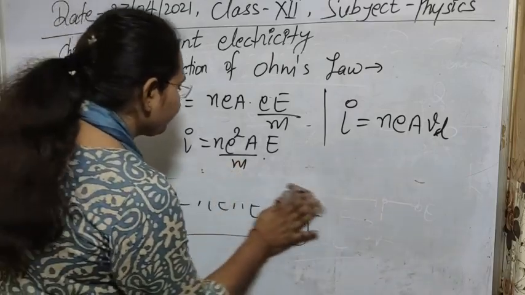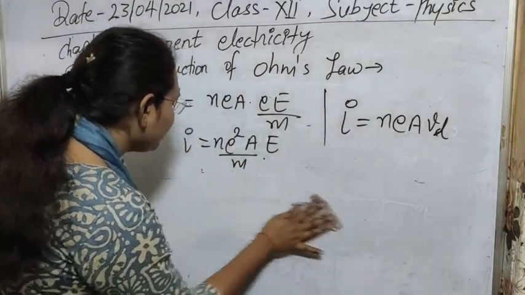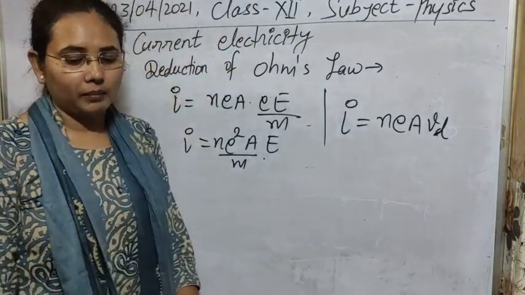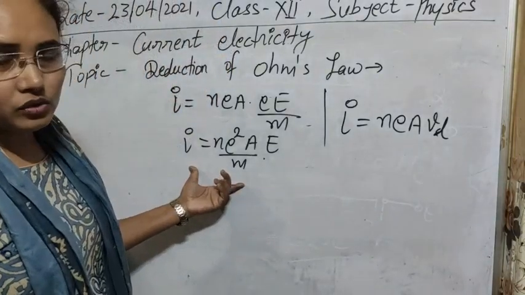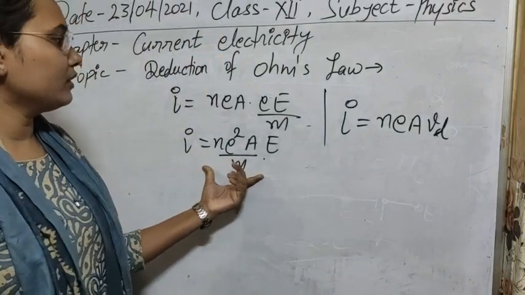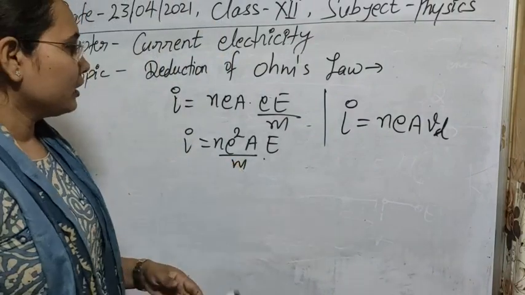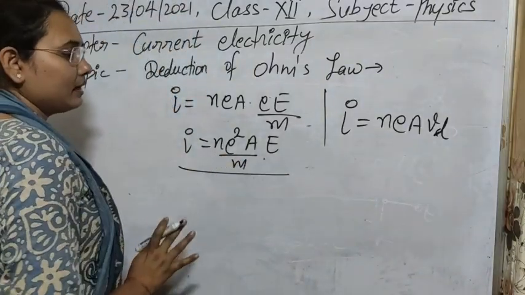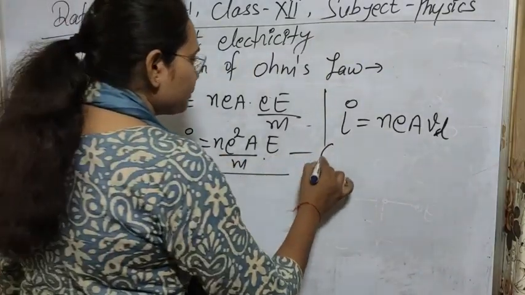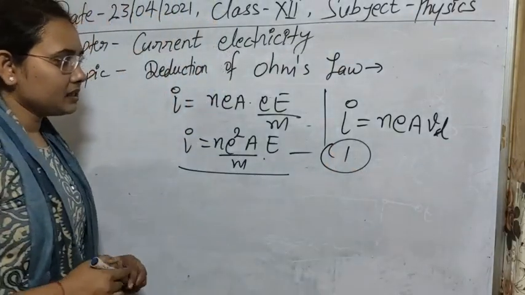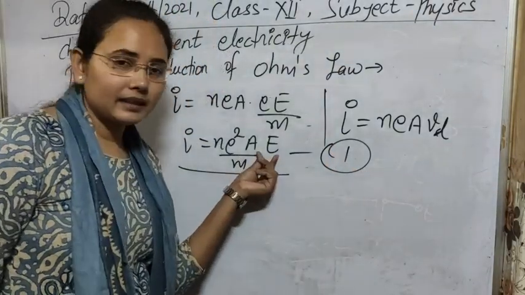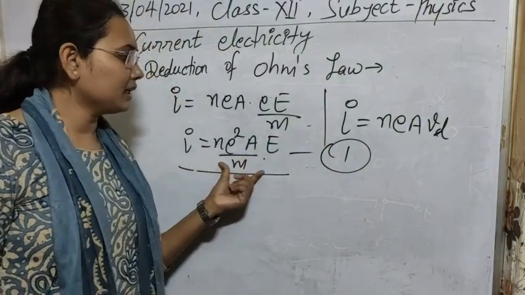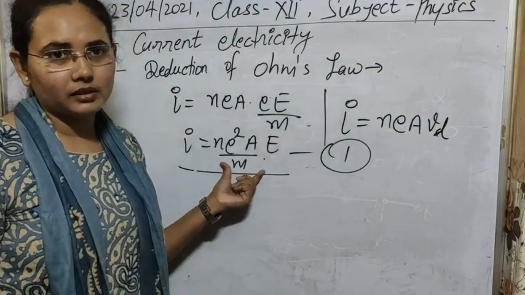Now let's see how we can deduce Ohm's law by using the concept of drift velocity, using such a formula. I will use this formula for the deduction of Ohm's law. Here we have derived one relationship between I and E. Let's suppose this is equation number one. It means that when we apply some electric field E, current will start to flow in the conductor, and that current can be given by this equation.